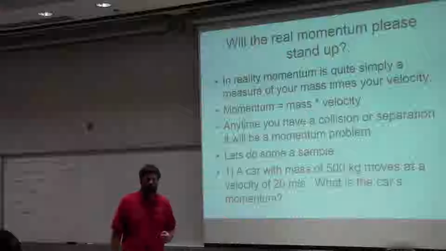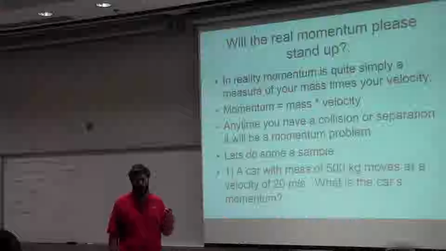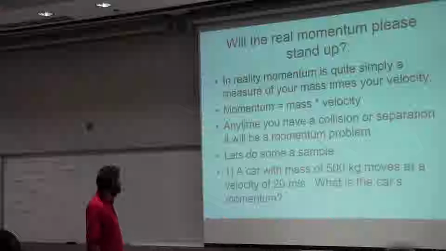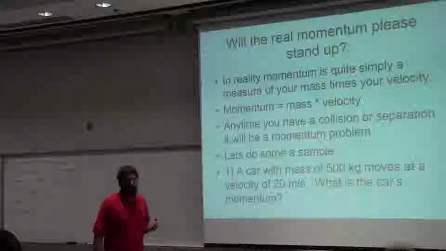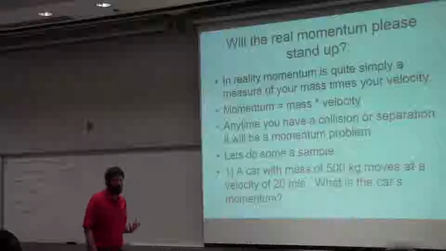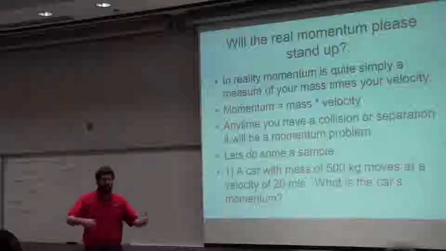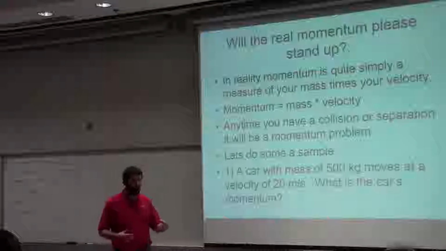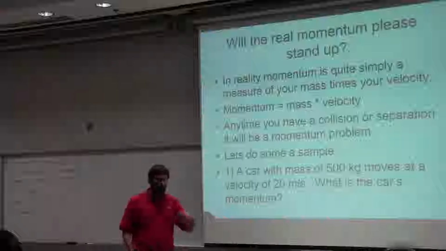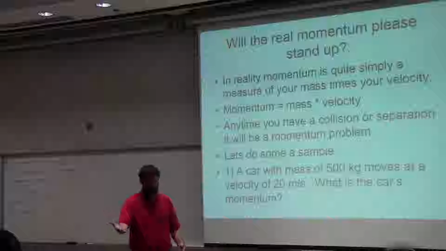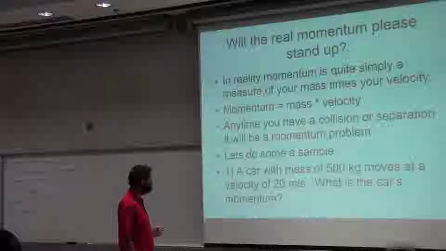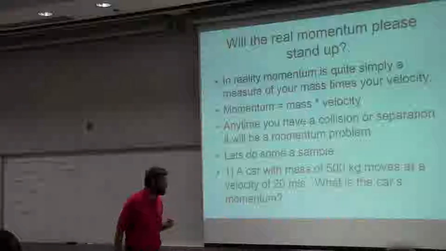Momentum, like energy, is a variable that is conserved, so it does not change. So momentum equals mass times velocity, and total momentum is the sum of all momentum. So if I have 2 cars, the total momentum of those 2 cars is momentum of car 1 plus momentum of car 2. So let's do a quick level 1 sample.